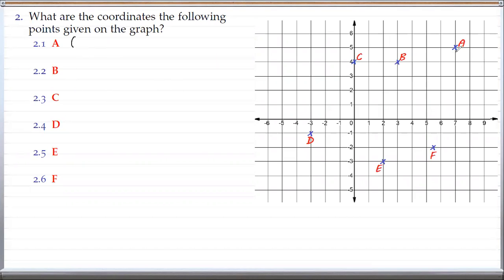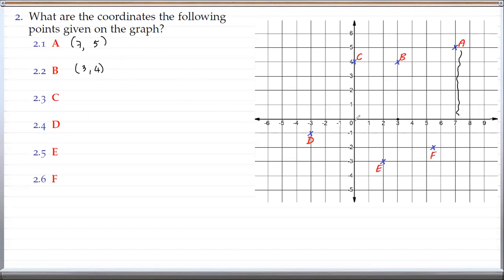So looking at this point, along the x-axis, we are 7 units away from the origin. So the x-coordinate is 7. And along the y-axis, this point is 5 units away from the horizontal axis. So the y-coordinate is 5. So the coordinates of A are 7, 5. Similarly, for B, we have x-coordinate 3 and y-coordinate 4. 3, 4.